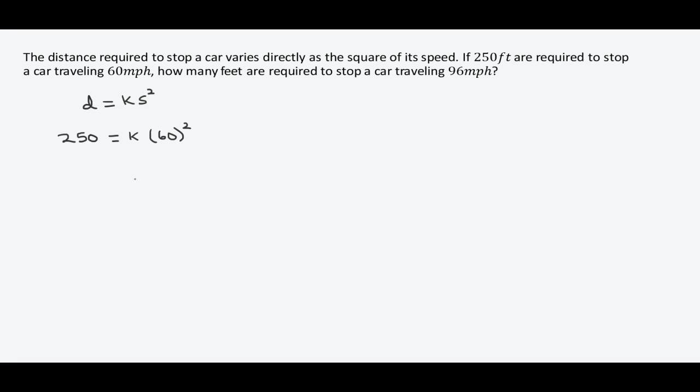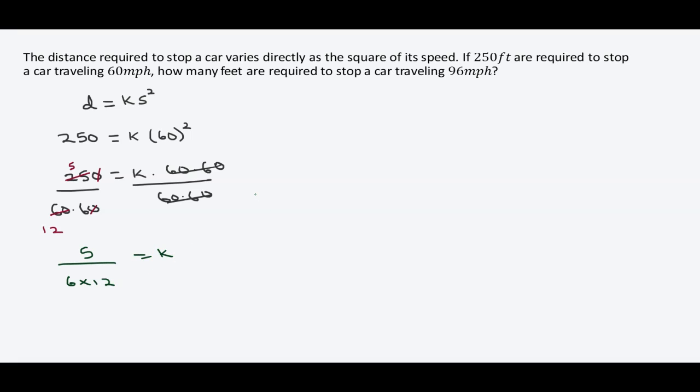Now we want to find the value of k, so we have 250 is equal to k multiplied by 60 times 60. So we divide both sides by 60 times 60. This is going to cross out perfectly, and then we're going to cross this out right here. We can also divide this by 5, divide this by 5, we get 12. So now we can say confidently that 5 over 6 times 12 is equal to k. So therefore, k is equal to 5 over 72.